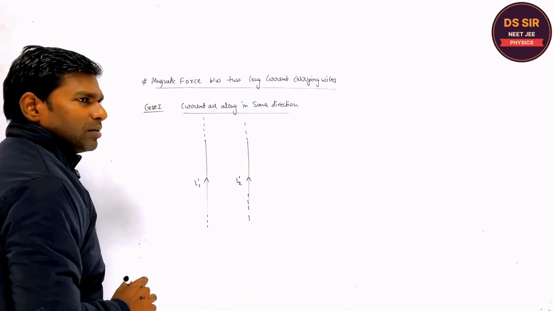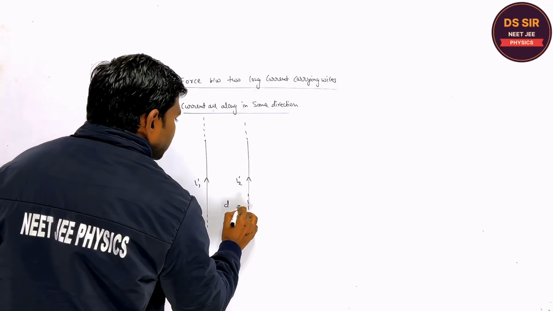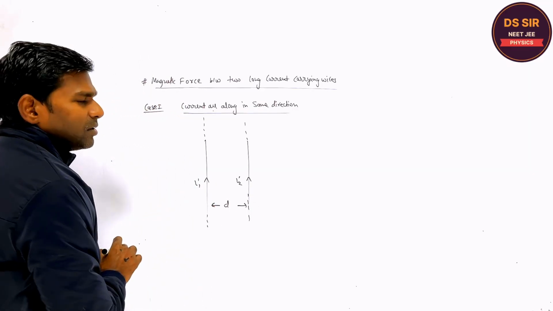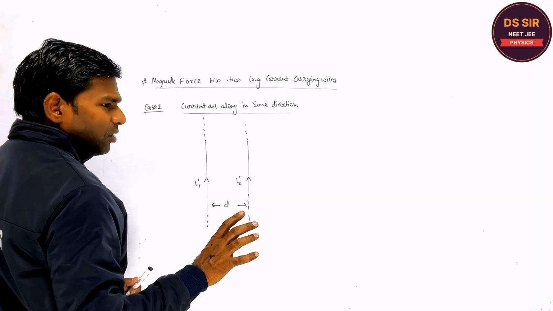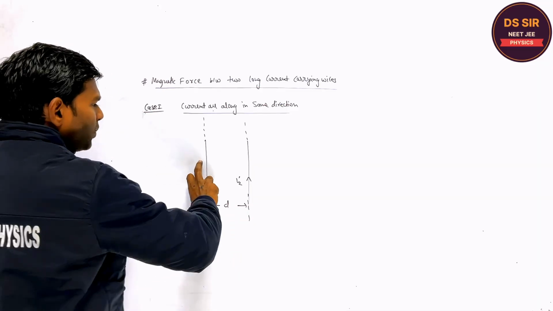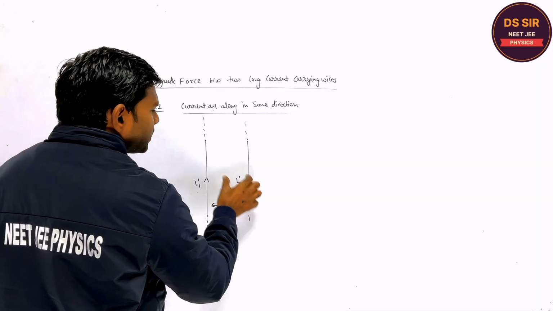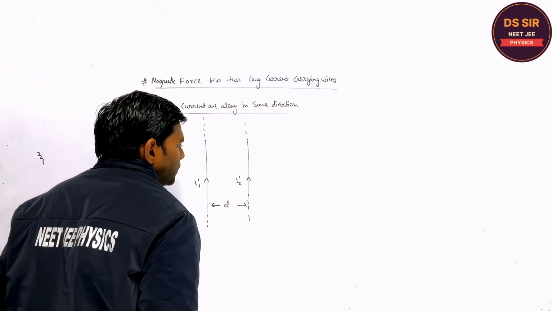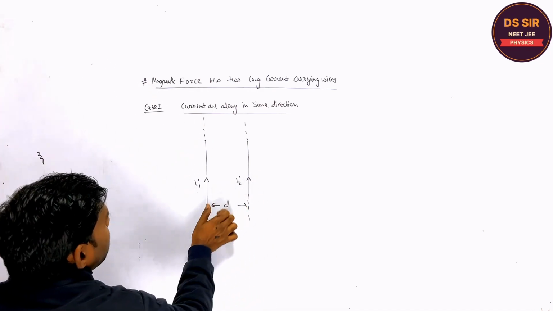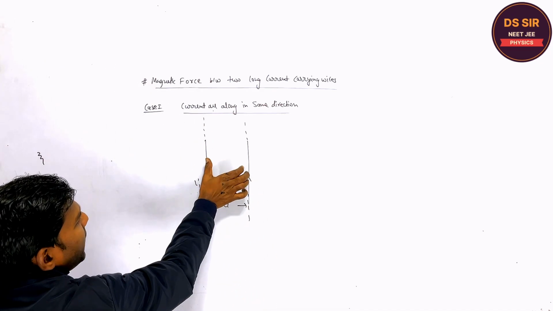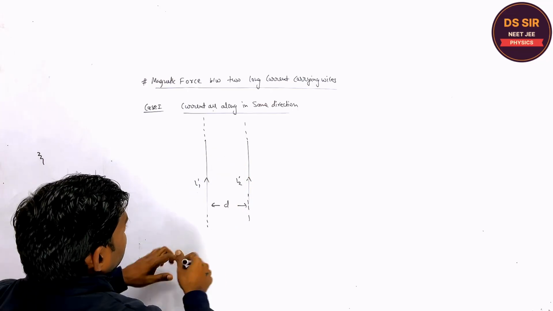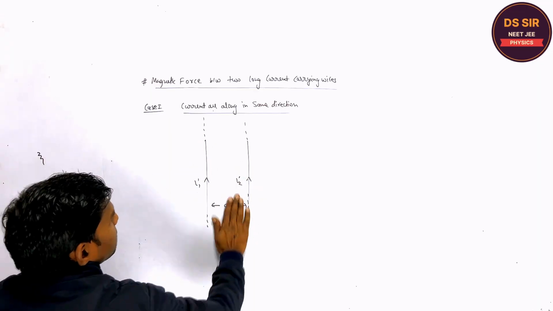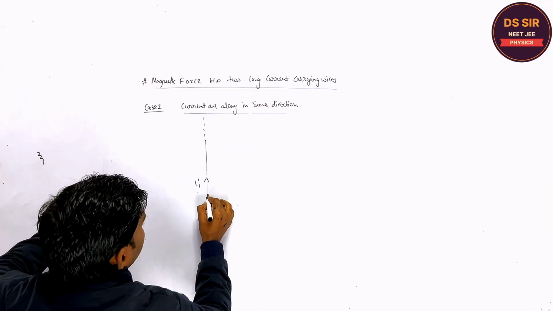Is it clear or not? Yes. And the separation between them is what? D. Is it clear or not? Yes. So if you consider this is I1 and this is I2, fine. So if you consider this the I1, the magnetic field is produced into the board this side because of this, suppose this is the current wire at distance D.